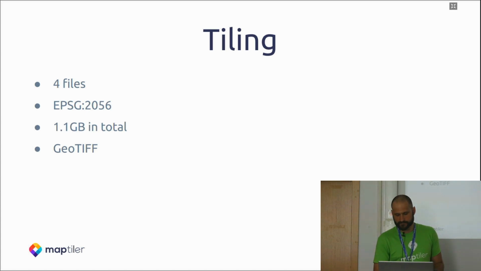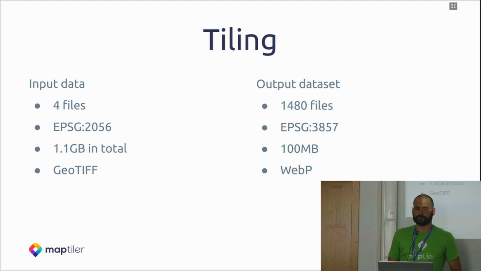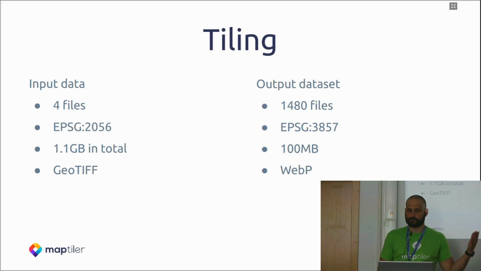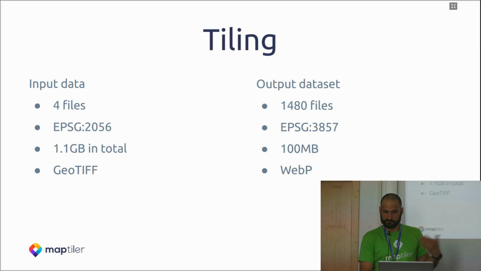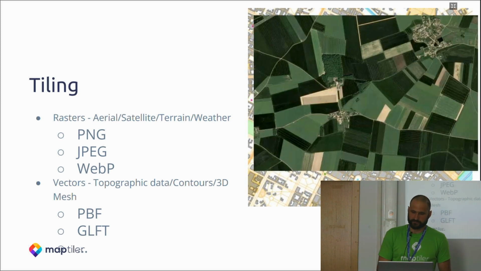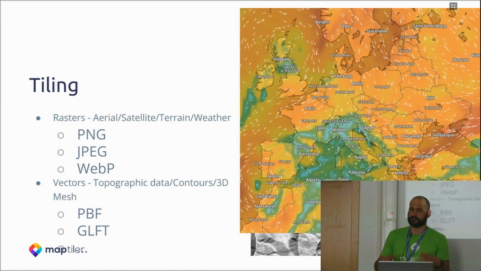So the process of tiling is that you have some input data, in my case 4 files, and you transform them into an output data set, which has, instead of 4, in this case 1,500 images. The coordinate reference system is the target one, in my case Mercator, and the resulting output is about 100 megabytes. So there was 1 gigabyte in the input, and there are 100 megabytes in the output, which is already something really prepared for serving tiles. And you can tile all sorts of data, vector data and raster data. There can be satellite or aerial images, terrain data, or for example, weather data as well.